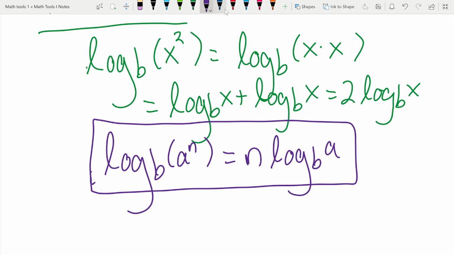You could actually go back and reprove the quotient property using this property, or a lot of the properties we've already looked at using this property, like the inverse property, for example. So this one is very useful.